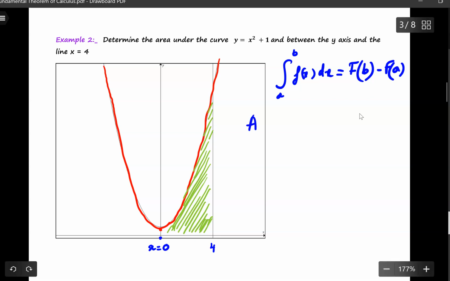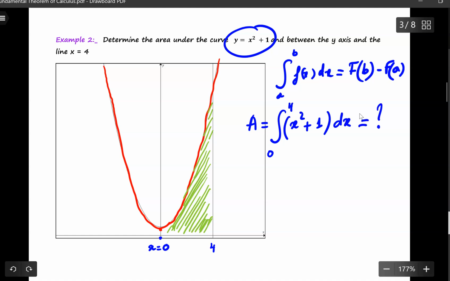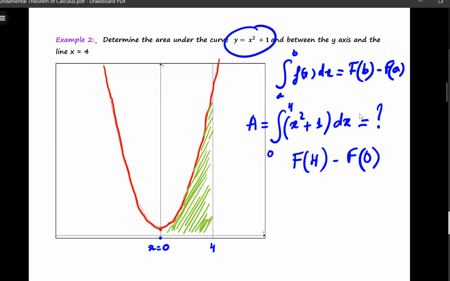The area will be equal to the integral, and what is your lower limit? It is the smaller value, which is 0. Your upper limit is the bigger value, which is 4, so 0 and 4 for x. And what is your function in this case? Your function is this one, right? So we have x squared plus 1. Don't forget we multiply by dx. And what is that equal to? It will be equal to the capital F of 4, subtract the capital F of 0.